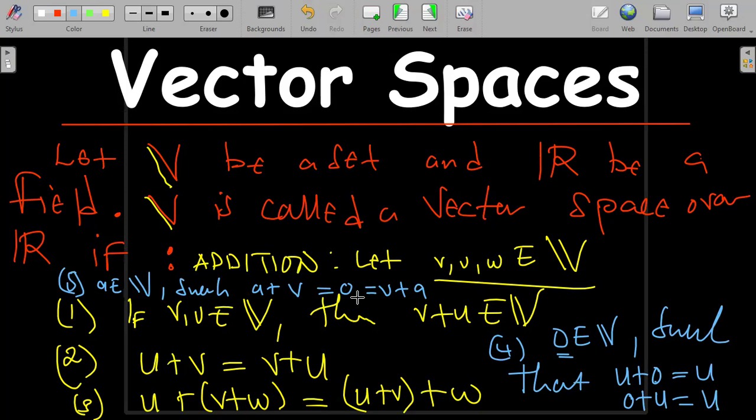This is just under addition. So if V is a set, then it is called a vector space if the following conditions are obeyed under addition. The definition will not end there. You have to go over the properties under multiplication as well. So I'm going to erase this. These are under addition.